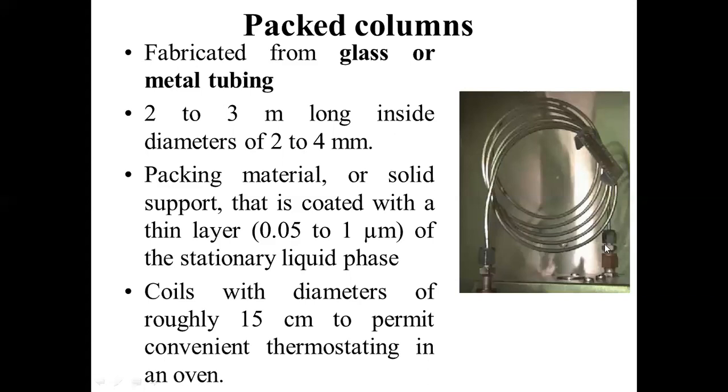Apart from filling the packing material into this chromatographic column, we can also create a thin film over the walls of this packed column. The thin film will have a thickness of 0.05 to 1 micrometer. The wall is made by solid.